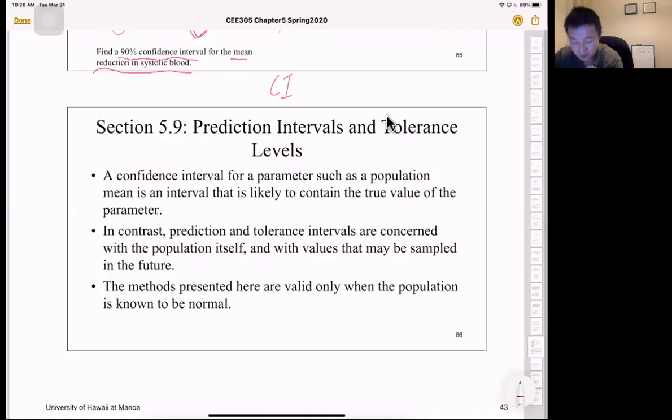This is different from prediction and tolerance intervals, because they are concerned with the population itself, and with values that may be sampled in the future. And the methods presented here are valid only when the population is known to be normal. So remember that. If the population is not normal, we cannot use the equations discussed in these sections to get the prediction intervals and tolerance levels.